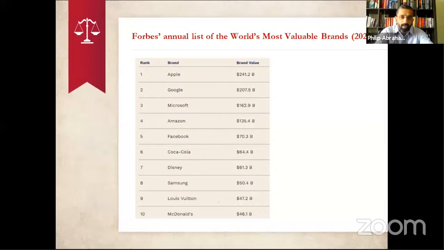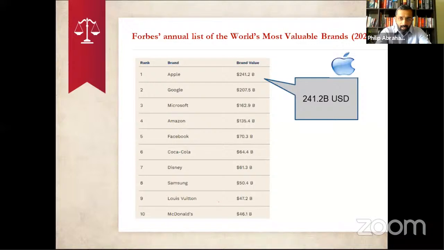Now, before we start on registrability of trademarks, I just wanted to give you a sense of what is the worth of a trademark before we get to understand what a trademark is. According to the Forbes annual list of world's most valuable brands for 2020, Apple was at 241.2 billion US dollars. Amazon was at 135.4 billion USD, and Coca-Cola at 64.4 billion USD.